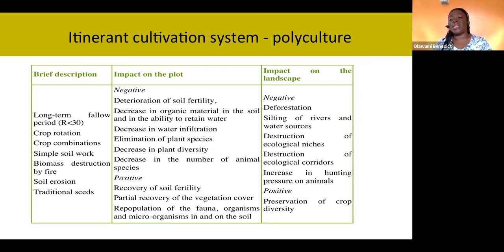Then the plowing implements that are used are hoes and machetes, with no negative impact on our soil structure. So they don't use heavy machinery on the farm. And they do not rely on the use of mineral fertilizers and synthetic pesticides. These are not used, and so there is no negative impact on the water or the land resources.